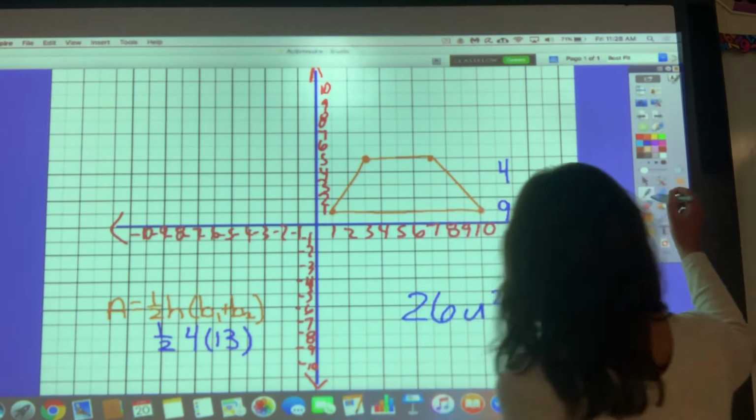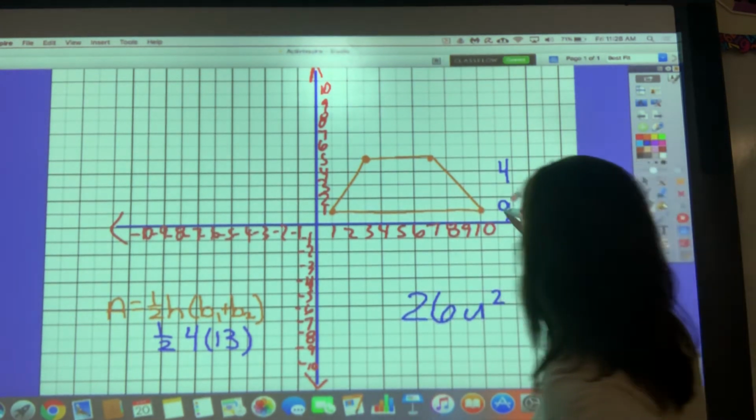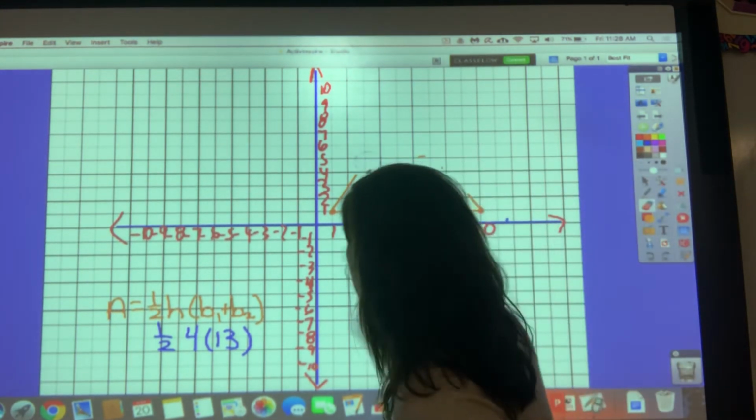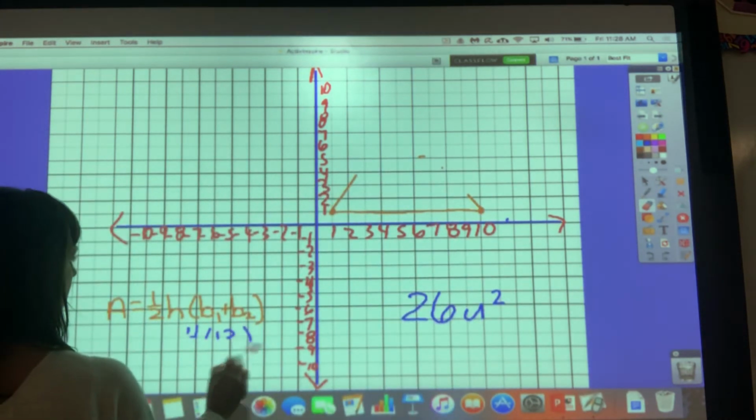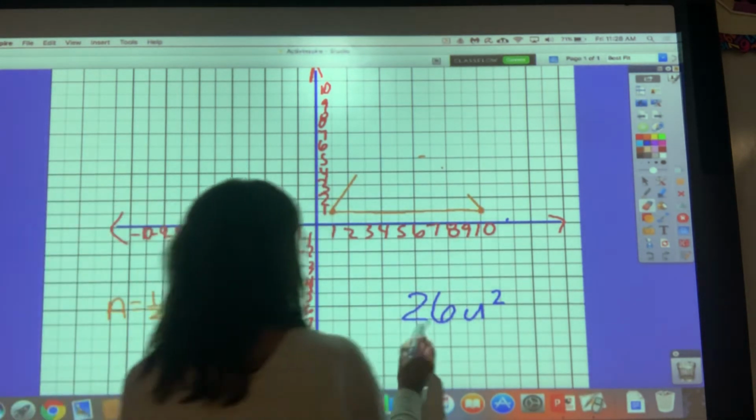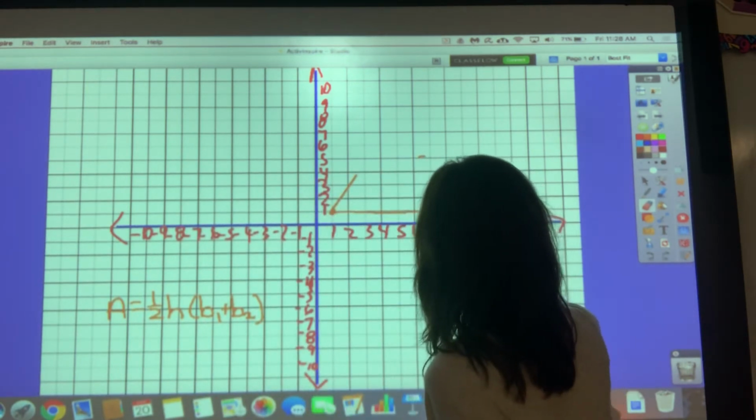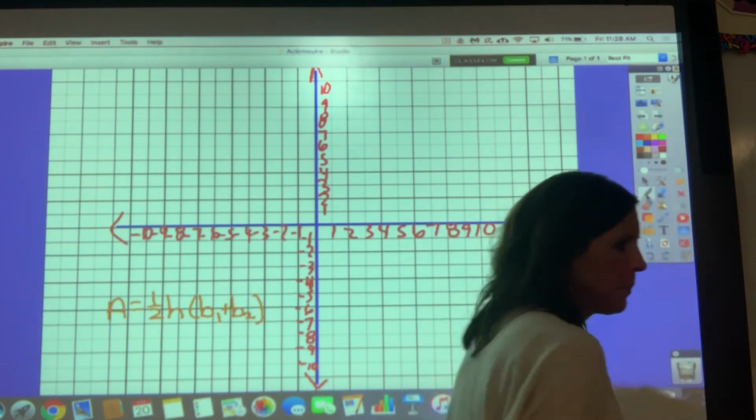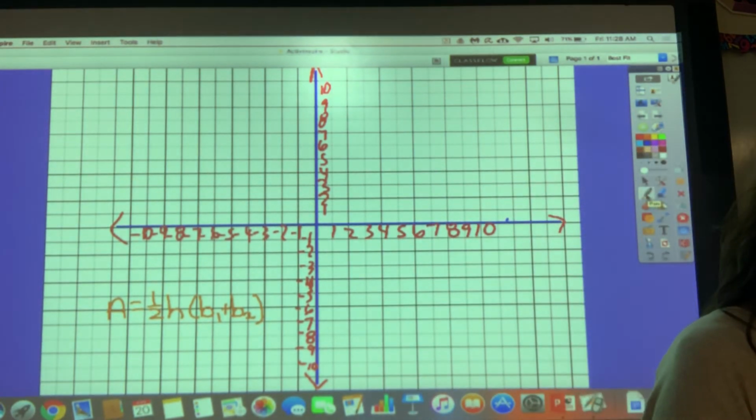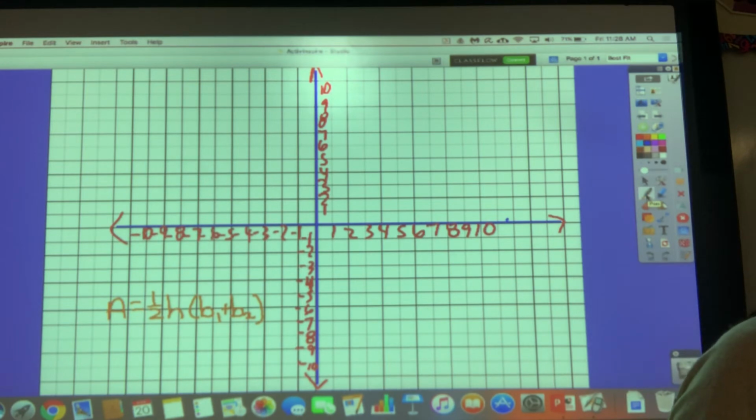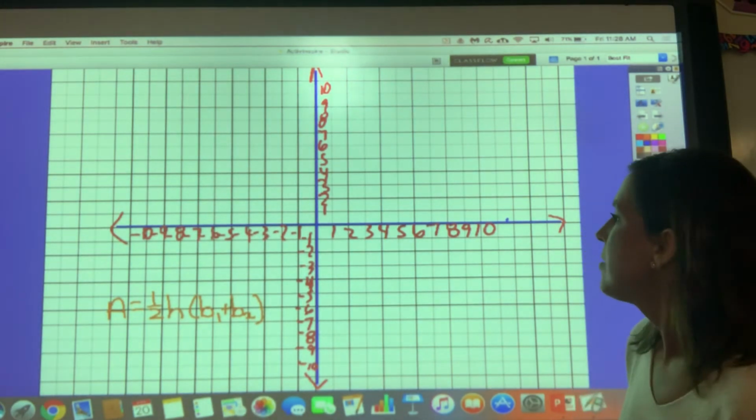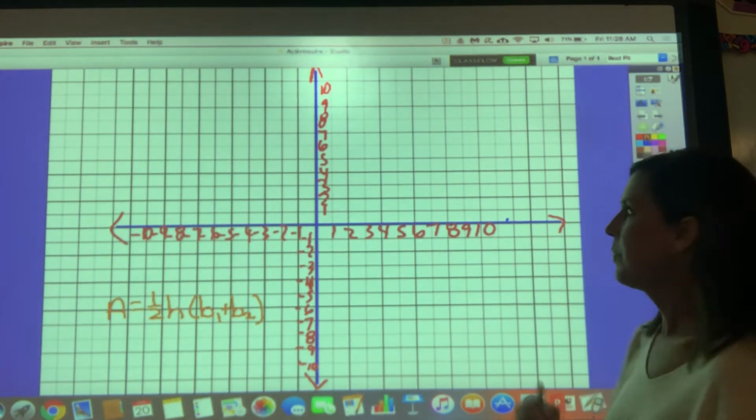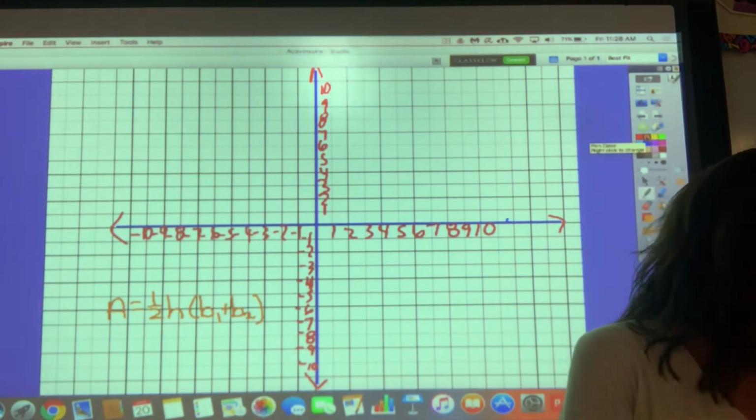Let's try another trapezoid. I'm going to leave the formula here: area equals half the height times the addition of the two bases. Let's do a trapezoid that is sideways. Let's put our points on the graph and make a trapezoid.